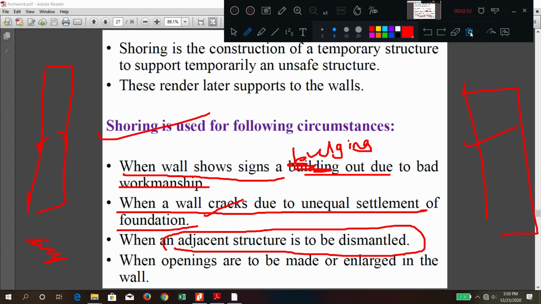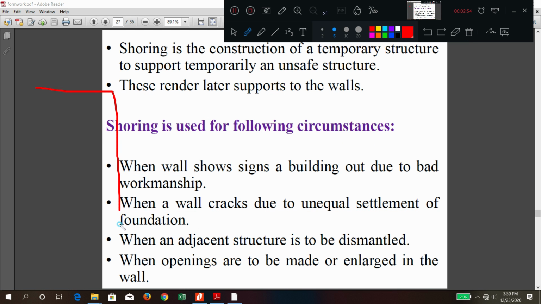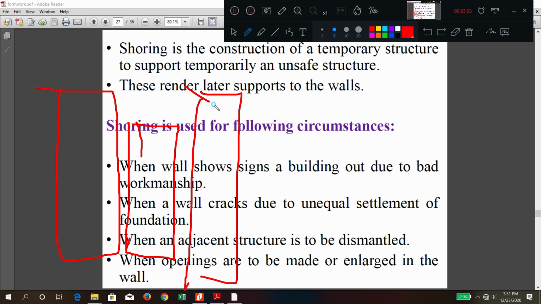How can you understand this? Here is a building, and here is another building. You want to dismantle this building, so to avoid it falling onto the other one, you provide shoring works here. Like this, shoring works are provided for dismantling.